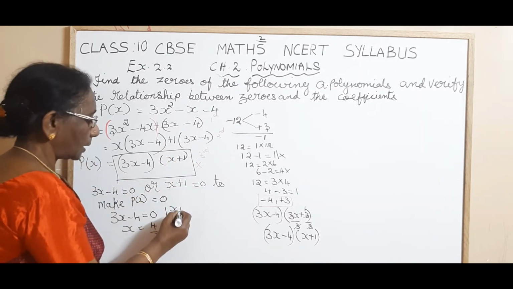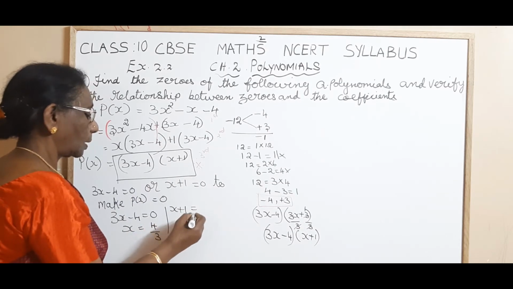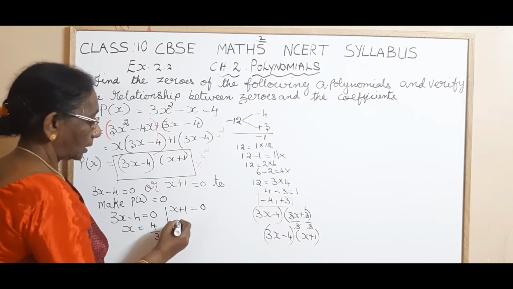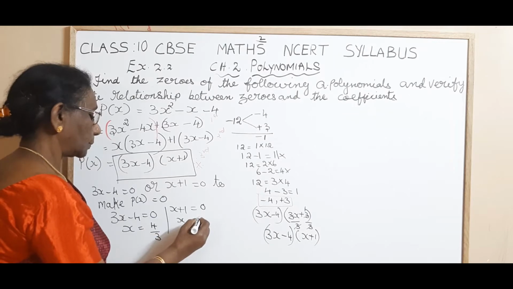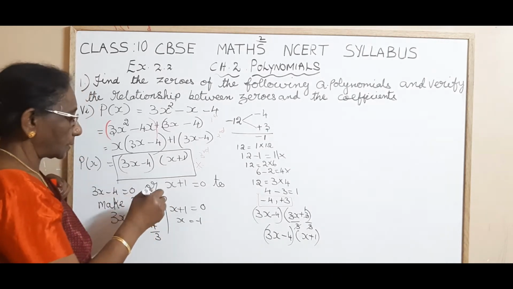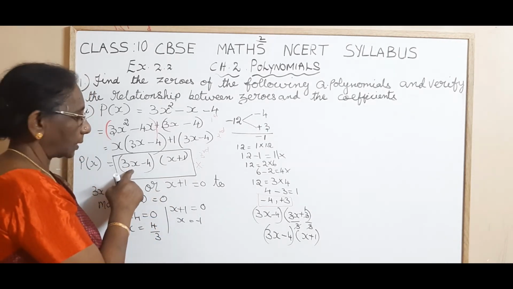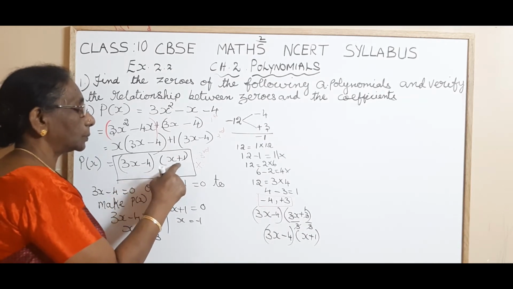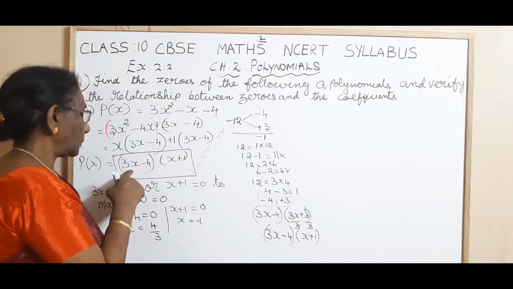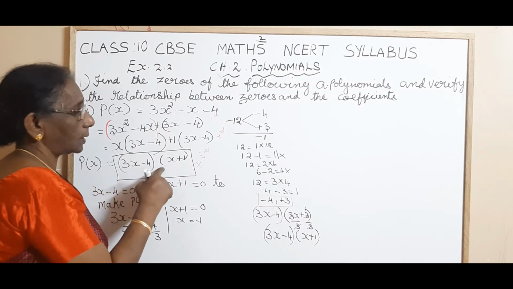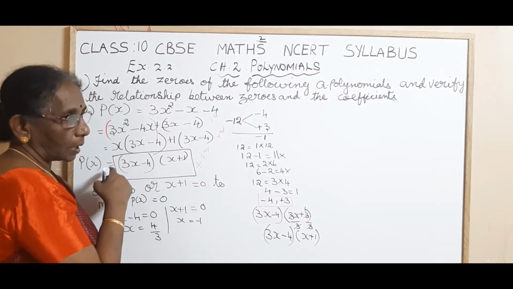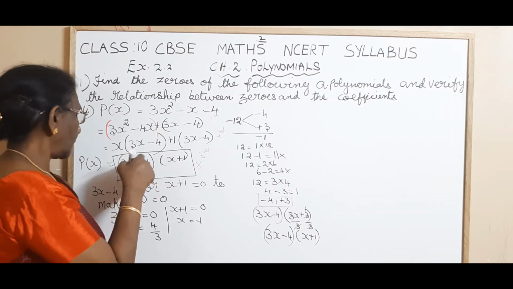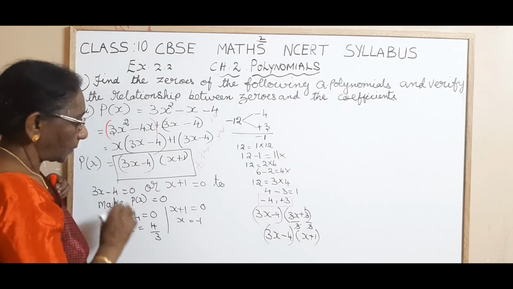Suppose x plus 1 is 0. Then x is equal to minus 1. Suppose x is equal to minus 1. You put x is equal to minus 1 here, and here as well. Then what will become? Minus 1 plus 1, 0. Here this will become minus 1 minus 4, minus 7. 7 into 0, 0. Okay. So, the whole polynomial value is 0.